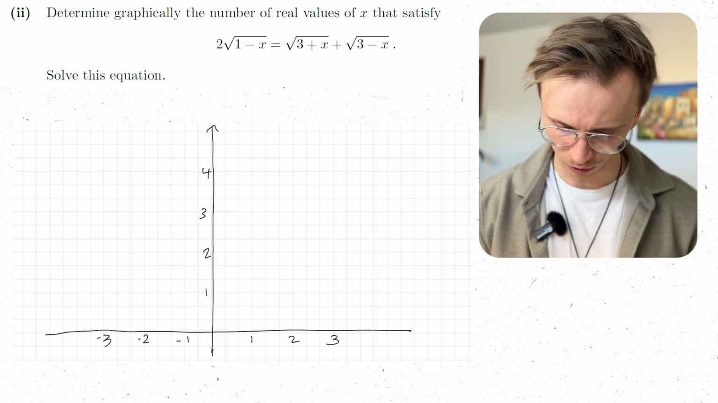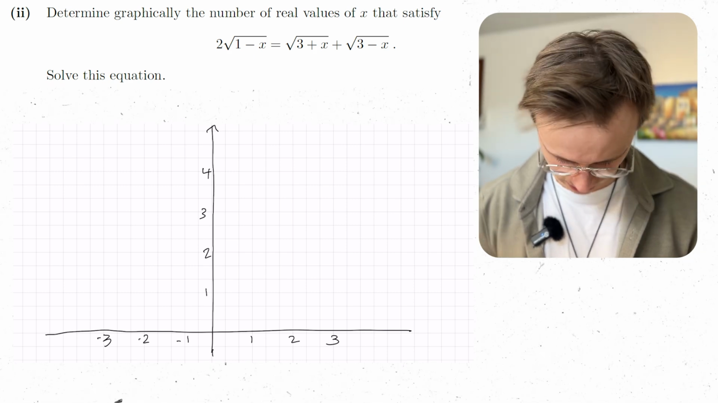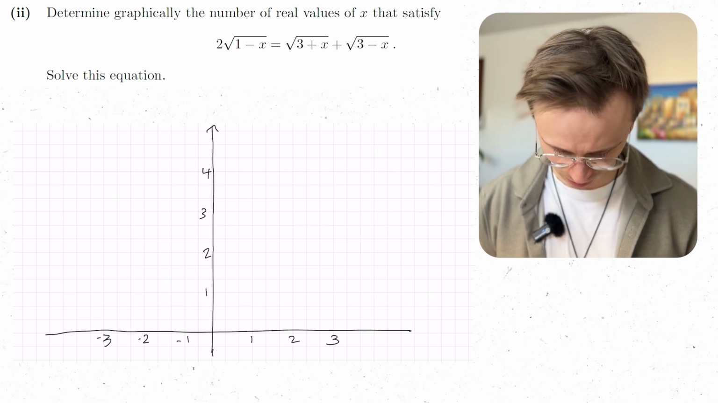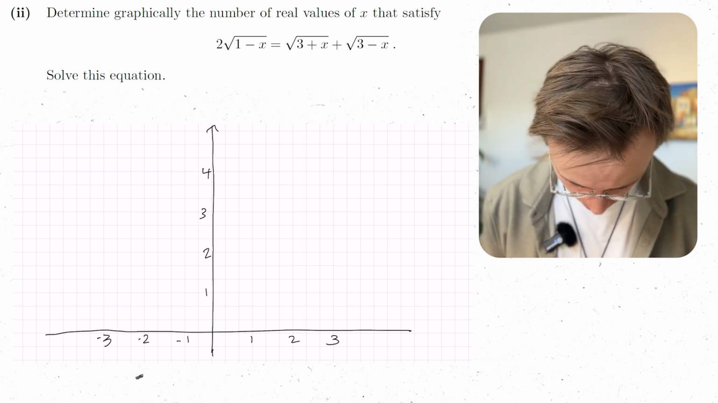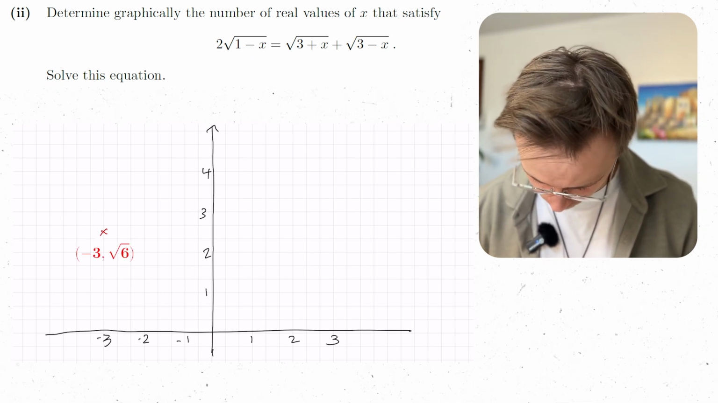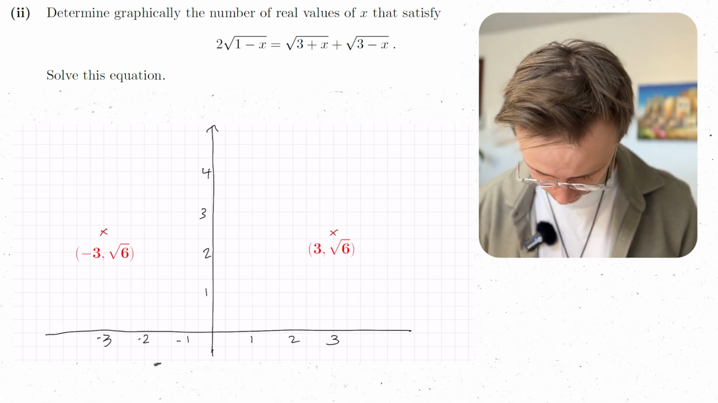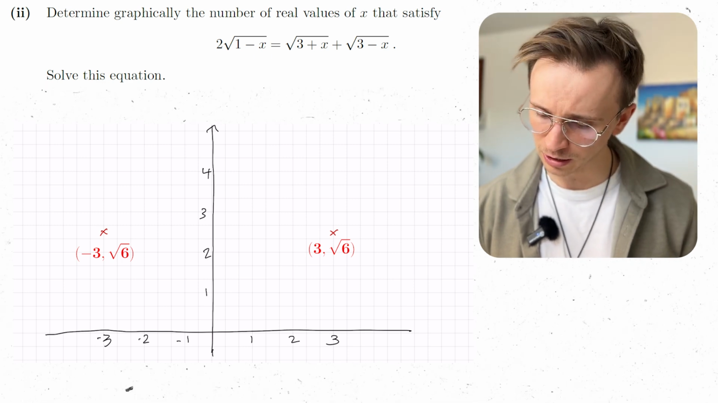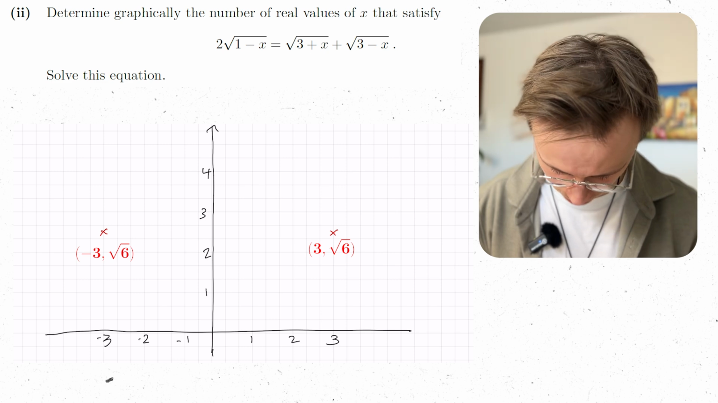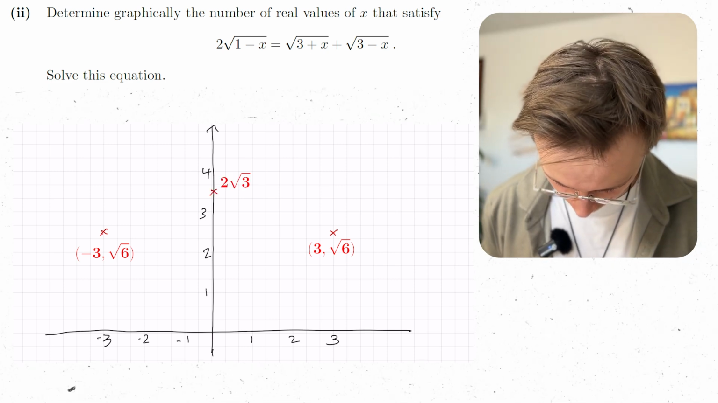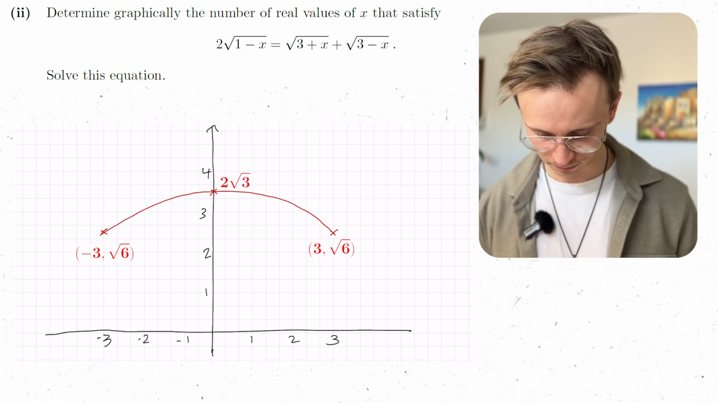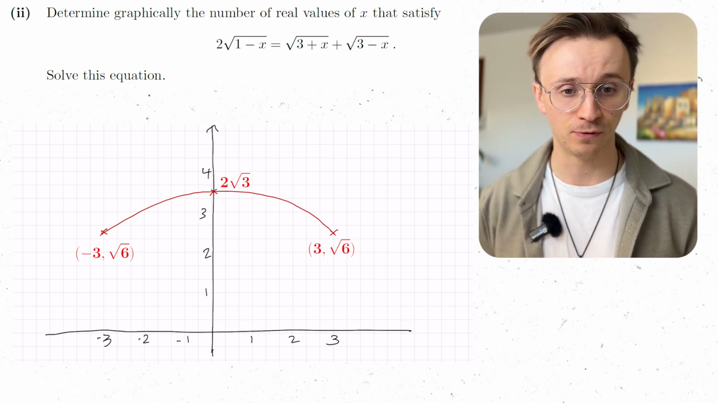Okay, so I know, similar to last time, that at -3 we're at root 6, which is about 2.5-ish. So on my graph, somewhere about here. Same at 3, similar point. And then I know at 0, I'm at 2 root 3, which is about 3.5. So I think it would look something similar to last time, but more like this. Okay, and that's everything I need to do for the first drawing.